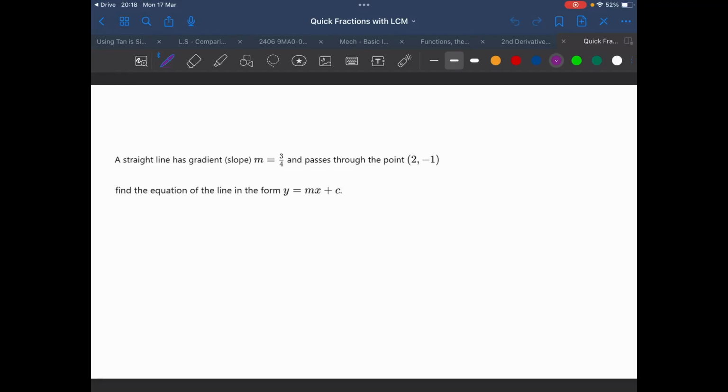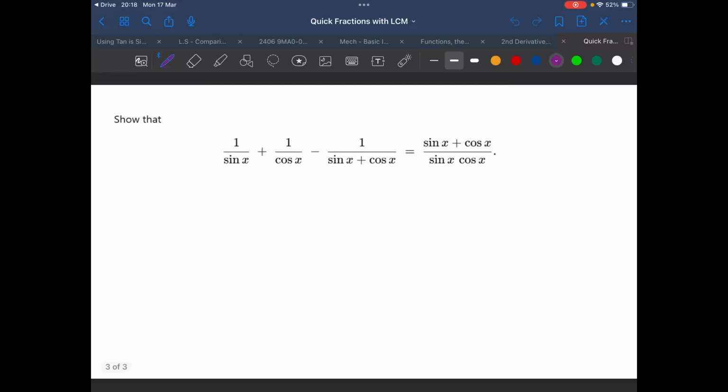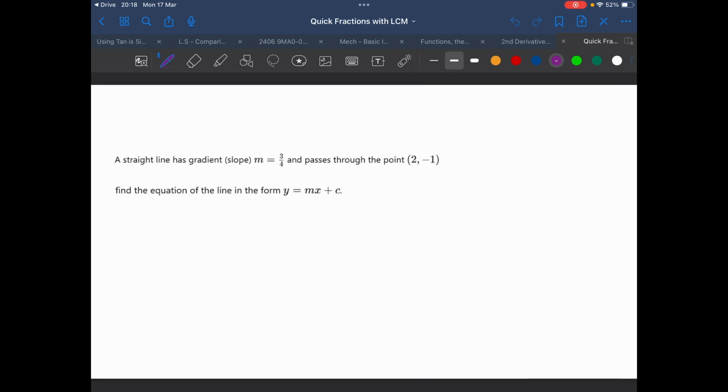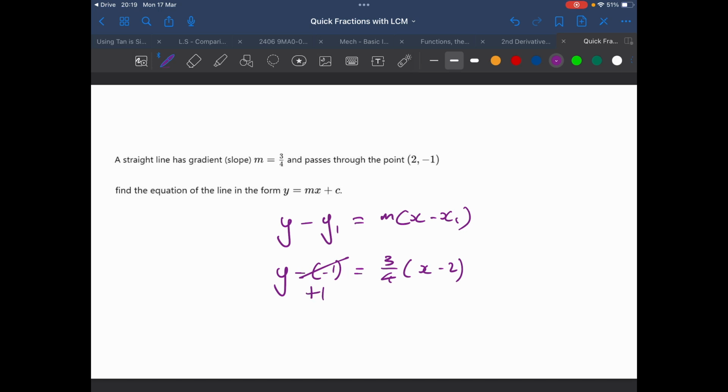Okay, so let's do a quick one here of using the lowest common multiple to speed up two questions for you considerably. Now, y minus y1 equals m(x minus x1) is a format we use a lot at A-level. So if I do the above question using that, I would get y minus 1 equals 3/4 of (x minus 2). So we can sort of do that one there.